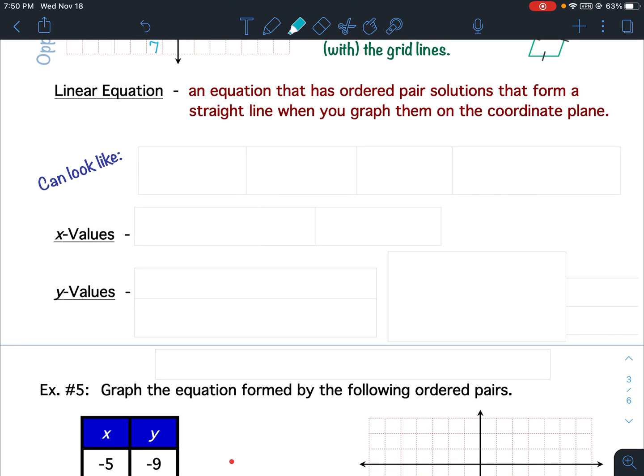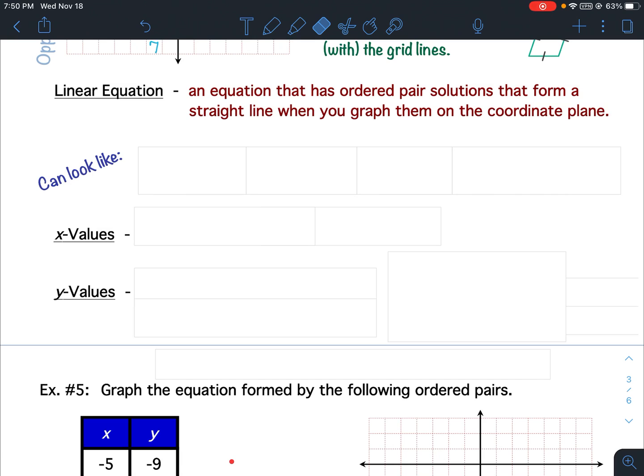Linear equation. Take a moment, pause the video, and get the definition that I'm highlighting now of the linear equation written down. Okay, a linear equation is an equation that has ordered pair solutions that form a straight line when you graph them on the coordinate plane.